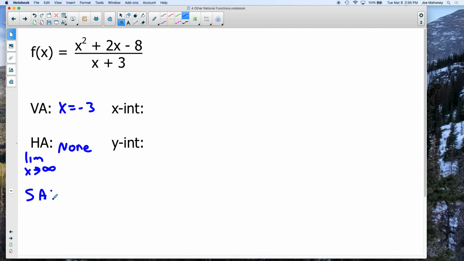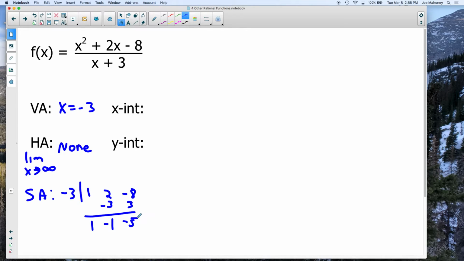We can do our division. Do you remember synthetic division? Why don't we do some synthetic division here? I'm going to divide -3. My coefficients are 1, 2, and -8. Bring down my 1. -3 times 1 is -3. Combining that gives me a negative 1. Negative 3 times negative 1 is positive 3. That gives me a negative 5.